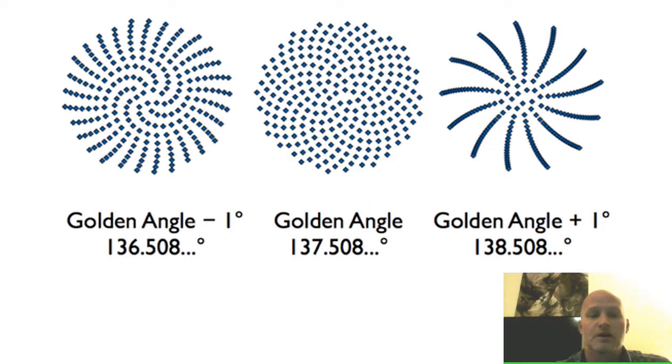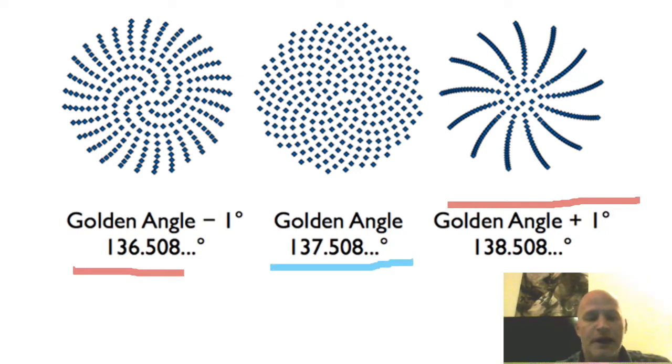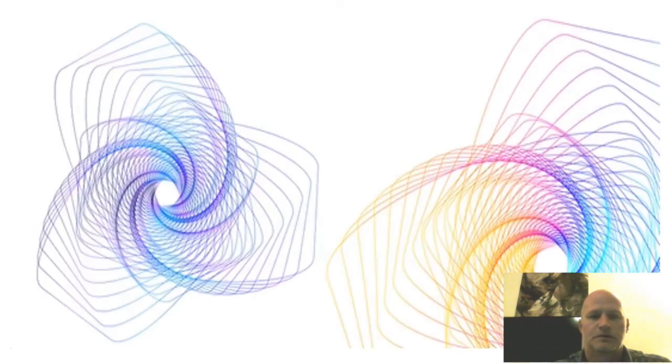So on the left, you will see that each dotted line sprouts from the center at an angle of 136.5. The one on the right is 138.5 degrees. The one in the center is called the golden angle and is 137.5 degrees. So on the left, it will be a golden angle minus 1 degree. And on the right, it will be 137.5 plus 1 degree. So in theory, if a line sprouts from the center at an angle of 137.5 degrees, it will look like this.